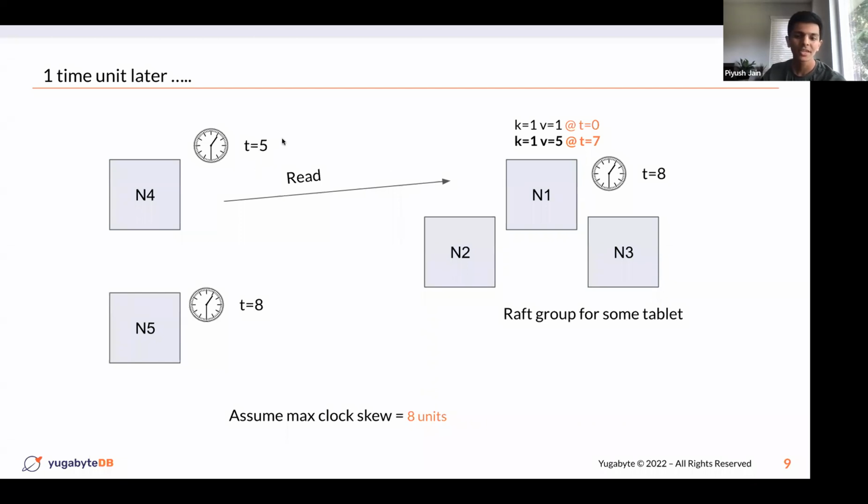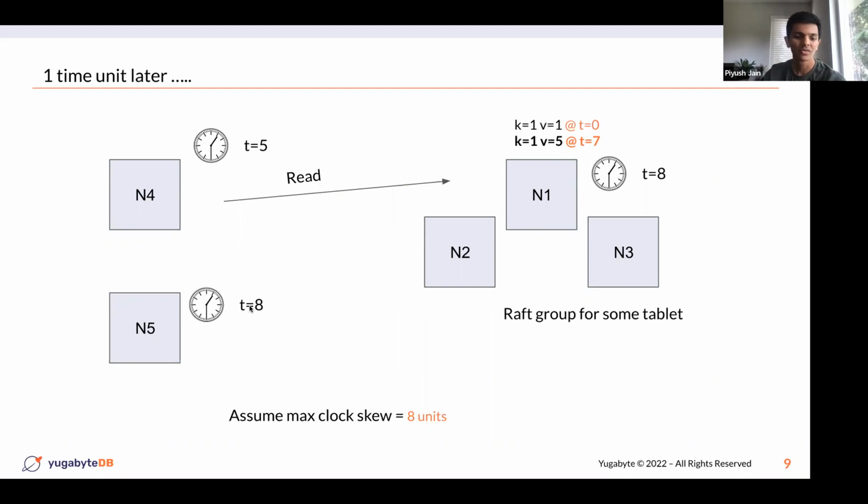Now, if you use t equals 5, you essentially won't be reading this row because this is in the future, right? So now you don't know. This is incorrect behavior basically, because t equals 5 makes you not read this row. But the thing is, this t equals 7 is actually in the past. It's just 7 because of clock skew.